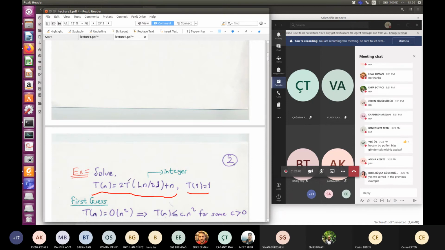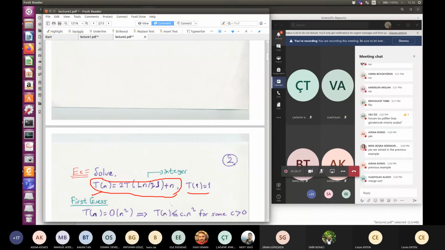Yes, we solved it in the previous example, which was actually the recurrence relation describing the running time of the merge sort algorithm. Okay? Yes, merge sort. Remember that for this recurrence, we constructed our recursion tree, and then we summed up all the terms in our recursion tree, and we came up with a guess that this T(n) is equal to theta of n log n.